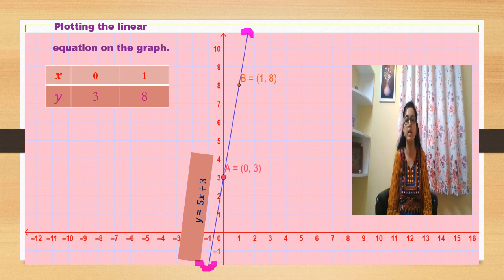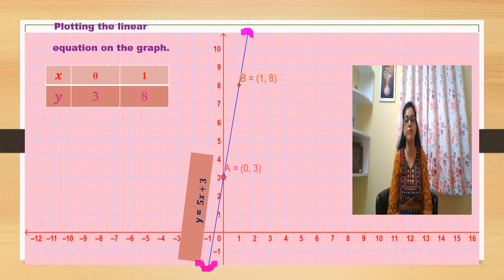So replace 0 in this equation, y is equal to 5x plus 3. Replace 0 in the place of x. Then you get 5 into 0 plus 3, hence you get 3. And then in the next column, you can see x is equal to 1. Replace x with 1, then you get 5 into 1 plus 3, therefore y is equal to 8. So the two pairs of coordinates are (0, 3) and (1, 8).